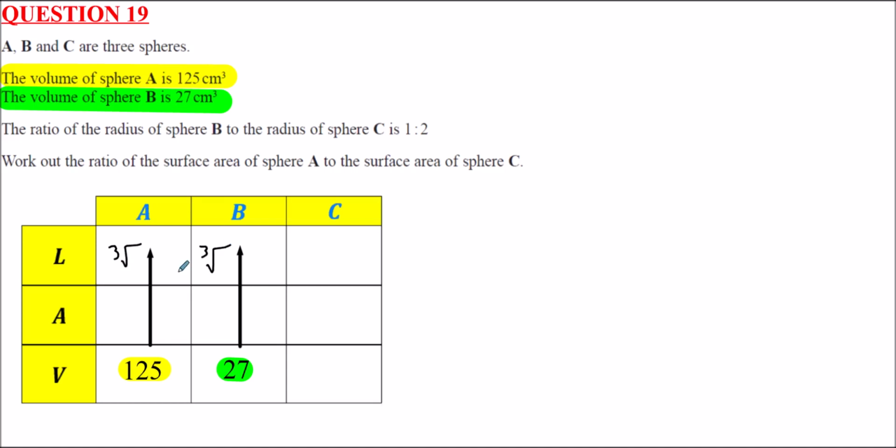A to sphere B. The cube root of 125 is 5. If you cube root 27, you get 3. So that's our next step. The linear ratio of A to B is 5 to 3.